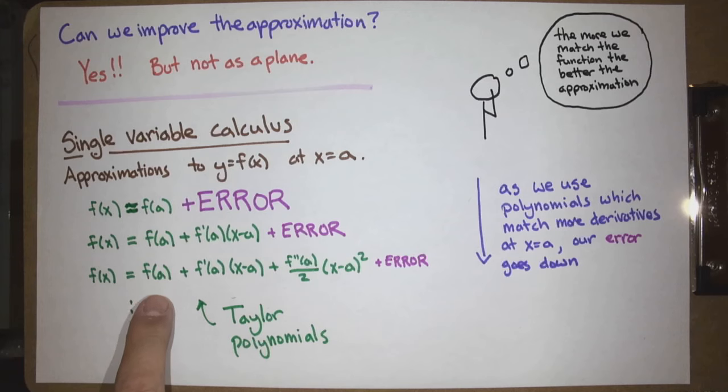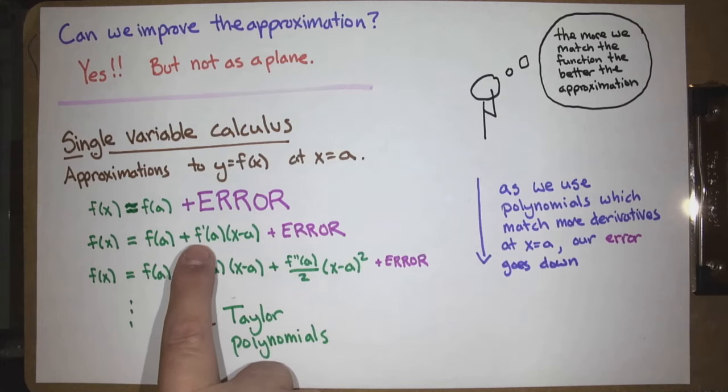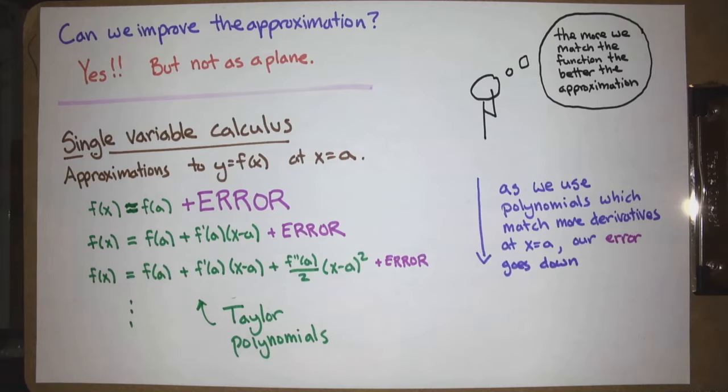We could say, hey, our function, I matched the value of the function, that's f of a. This part here, why do we write it as f prime of a times x minus a? It's so that you match the first derivative. So there's this extra piece that we're going to add on, f double prime of a over 2, x minus a squared. And now, my claim, the error has shrunk even more. And the basic idea is as we use polynomials which match more derivatives, we're doing a better job of matching the function. The better we match the function, the error goes down.